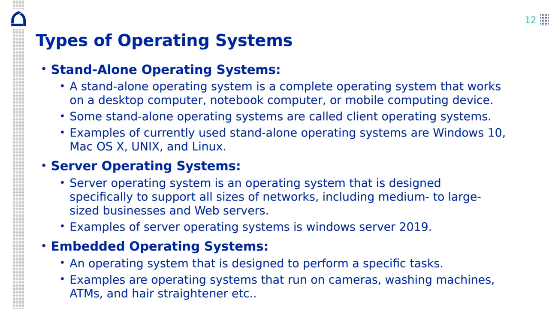We have different types of OS. We have standalone, for example Windows 10 or Windows 11, Mac OS, Unix, and Linux. We have server operating systems like Windows Server 2019. We have embedded operating systems, software that runs on special hardware, like the bank ATM machine, which has its own hardware and software. It's not a normal computer. Even washing machines have an operating system. Hair straighteners too.